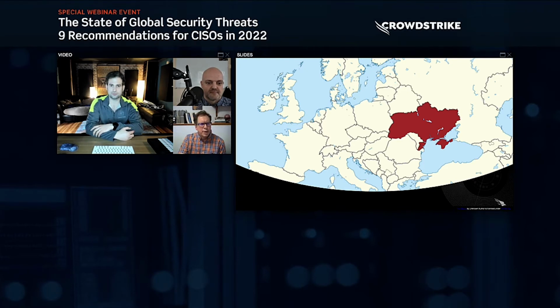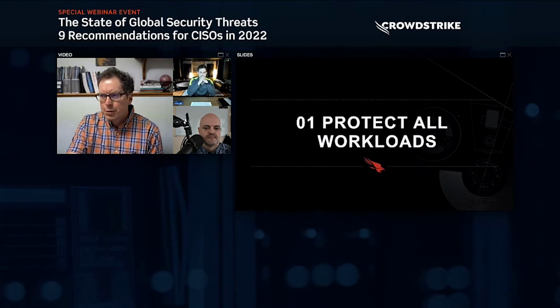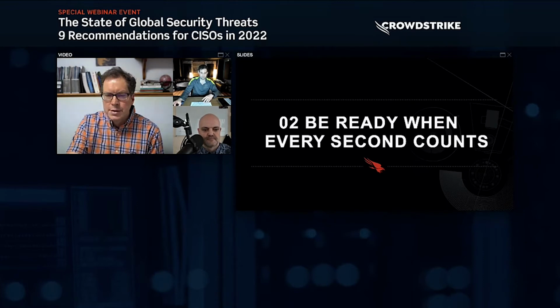And that's a great segue into the next section of our session, which is 9 CISO recommendations for 2022. And this is from the CrowdStrike report. And the first one is really what you guys were both talking about, protect all workloads. An organization is only secure if every asset is protected. You have to secure all critical areas of enterprise risk: enterprise and cloud workloads, identity, and data. So, I don't know that we need to say a lot more about that one. I think we were just covering it. And I'll move on to the second one, which is be ready when every second counts.